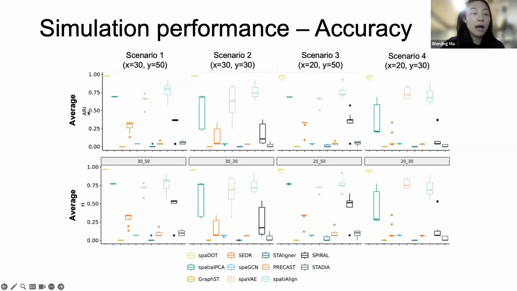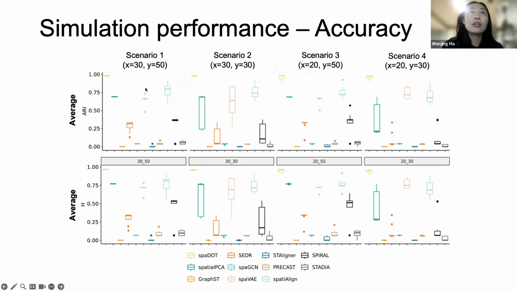So as you can tell, a higher ARI and higher homogeneity indicates a better performance. The first one, the yellow box, comes from SpotDot, and all others are the 10 different methods developed for multiple-slice spatial domain detection. And we can see a superior performance from our SpotDot. And as I mentioned earlier, the first 2 scenarios are the easier scenarios, and the last ones are harder.